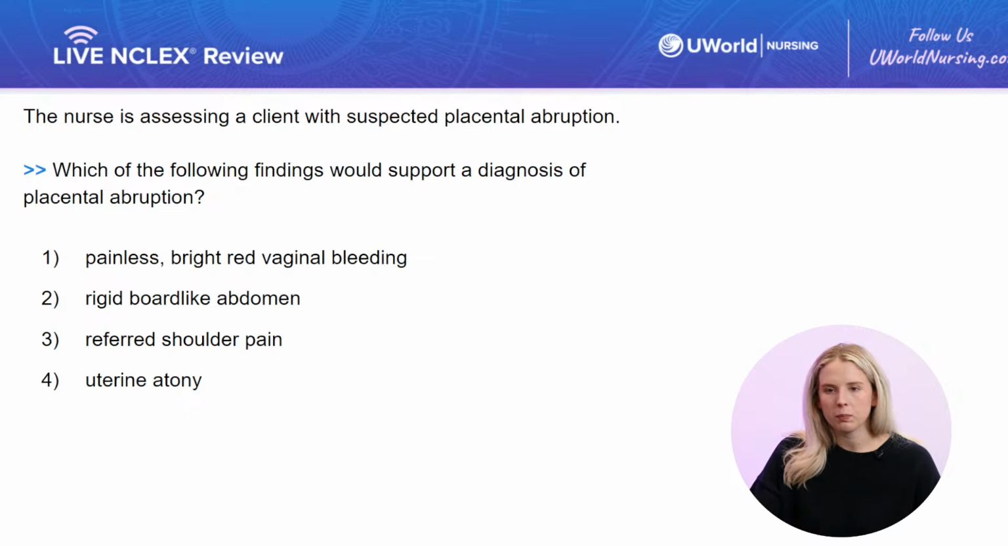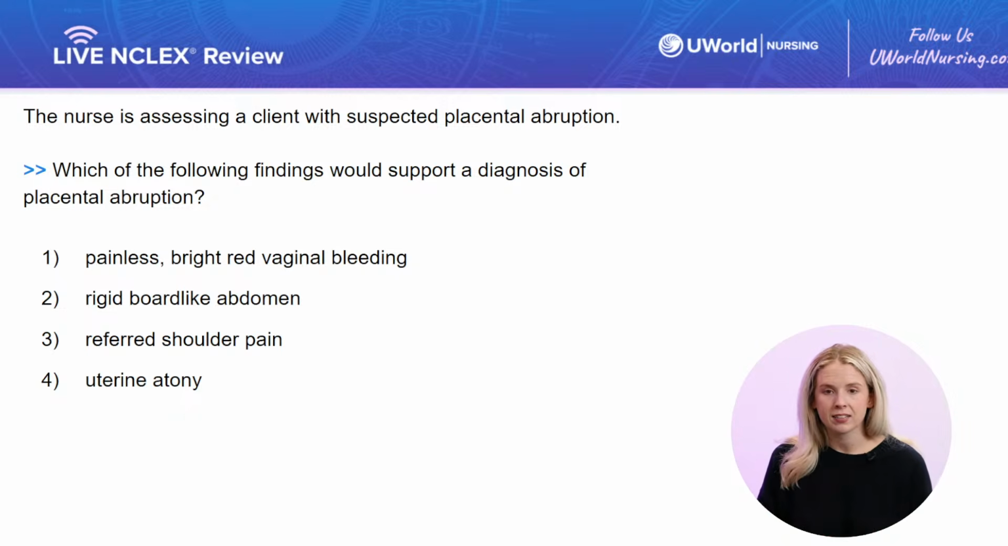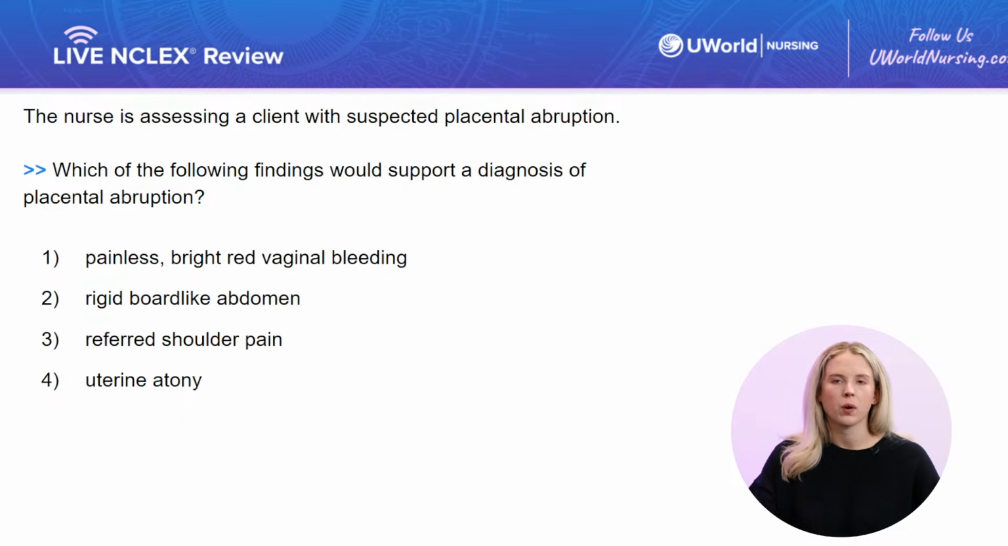Option 3, referred shoulder pain. This is a lot of times associated with a sign of a ruptured ectopic pregnancy. It can also be a sign of referred gas pain, but it's not typically associated with abruption.